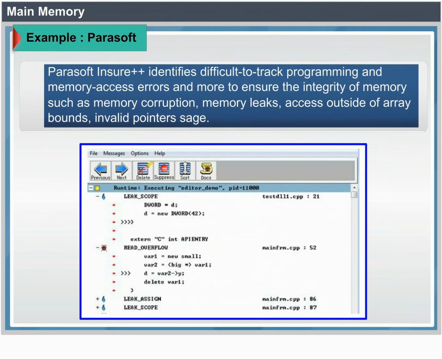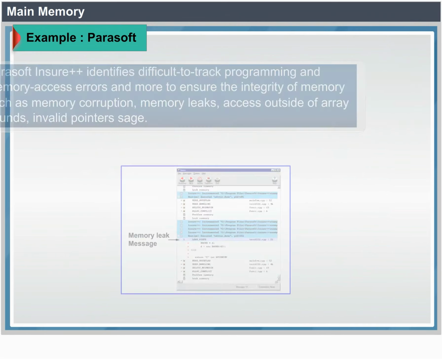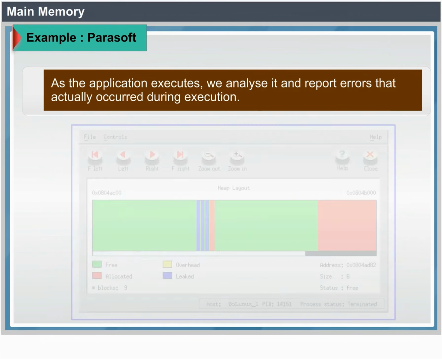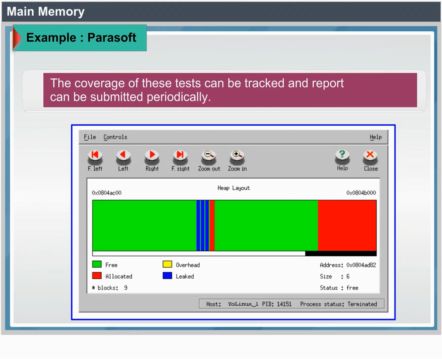Parasoft Insure++ identifies difficult-to-track programming and memory access errors such as memory corruption, memory leaks, access outside of array bounds, invalid pointers, and more to ensure the integrity of memory usage. It performs runtime error detection during application testing, for example, as manual, scripted, or automated system-level tests are performed, or while it executes unit tests. As the application executes, we analyze it, then report errors that actually occurred during execution. The coverage of these tests can be tracked and reported.